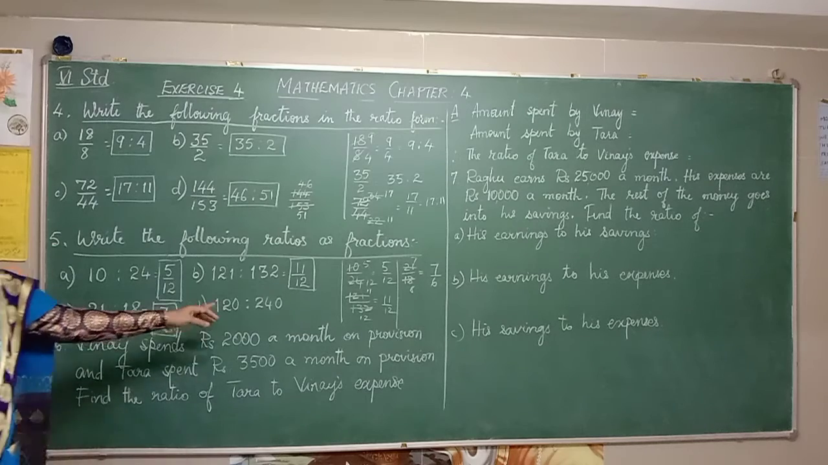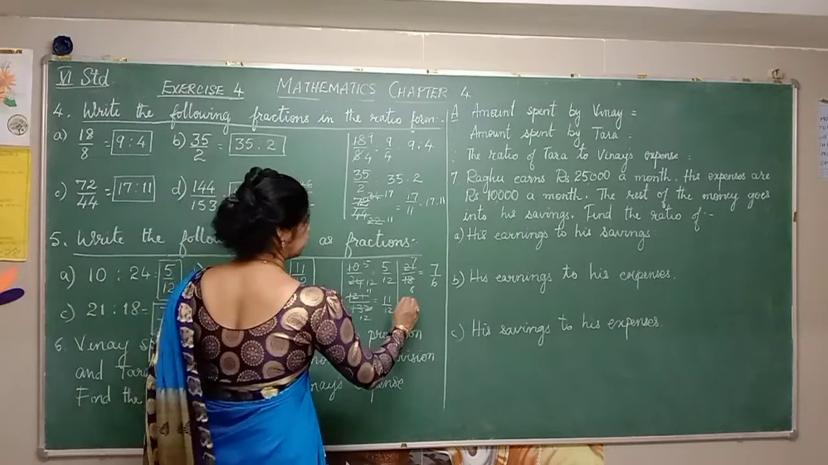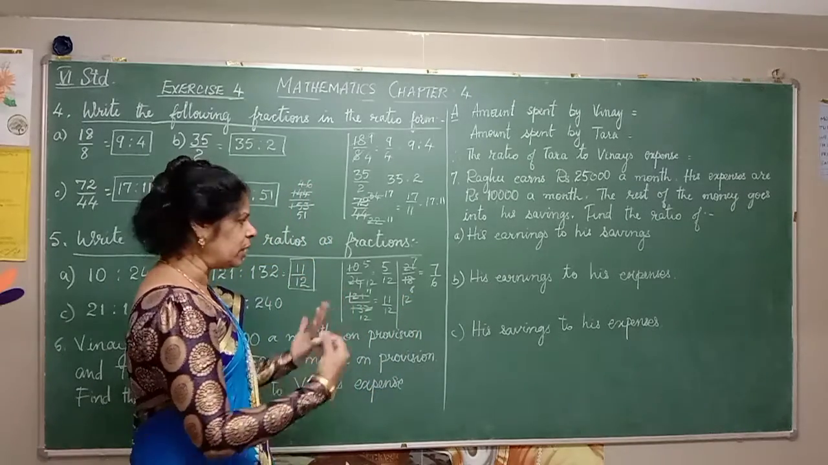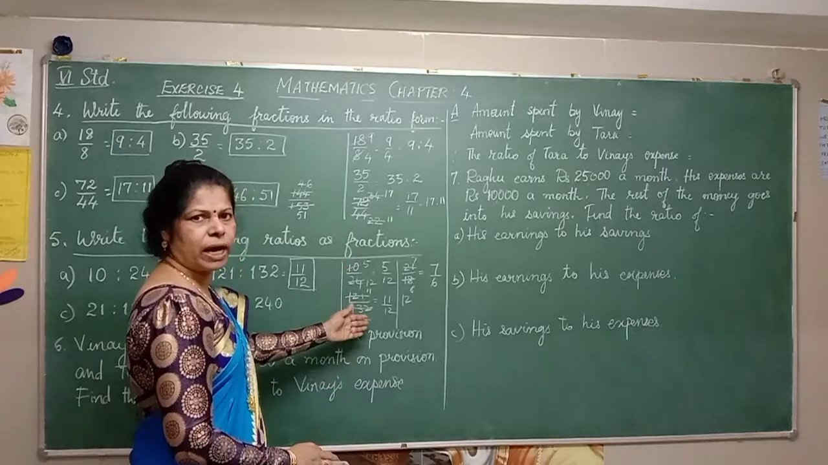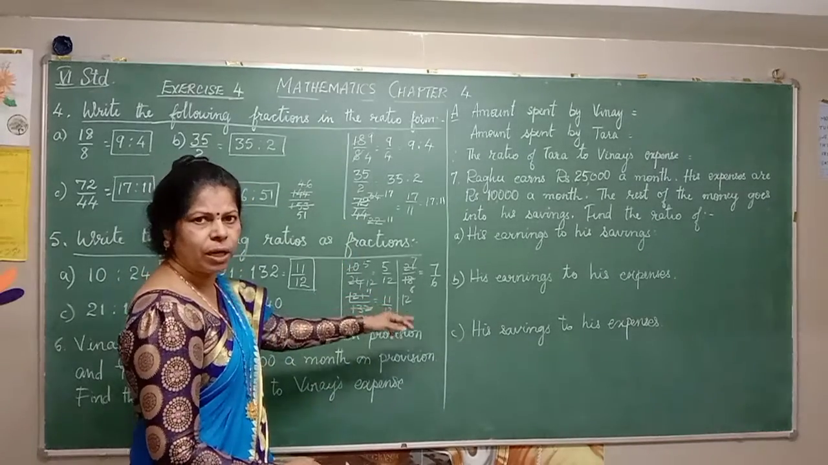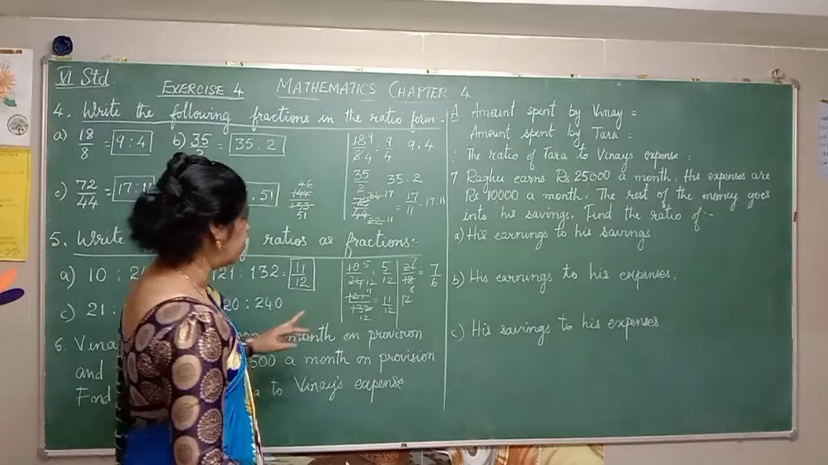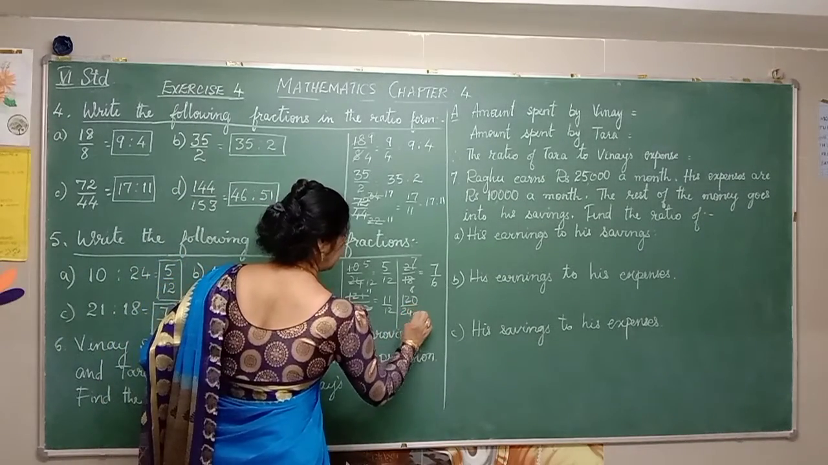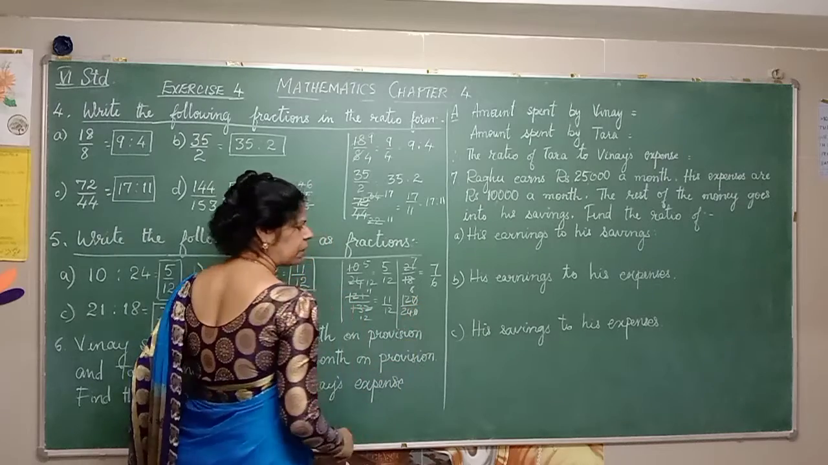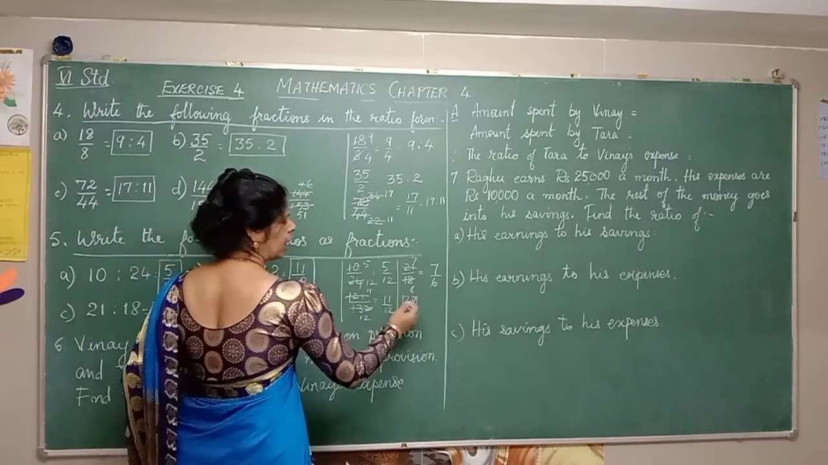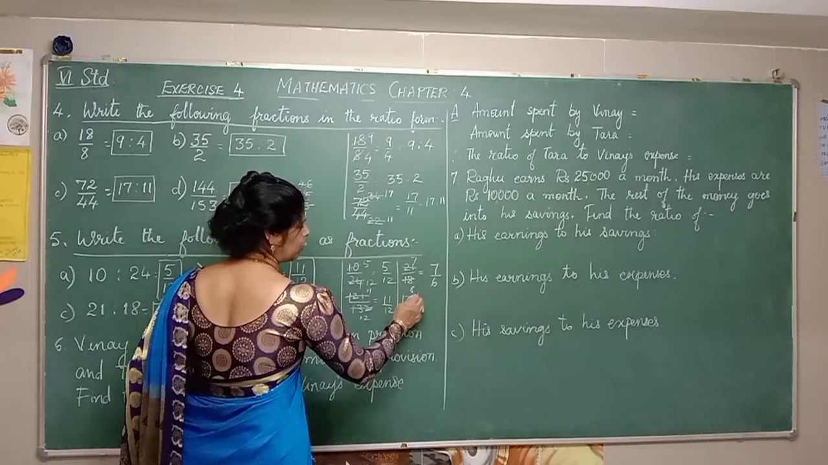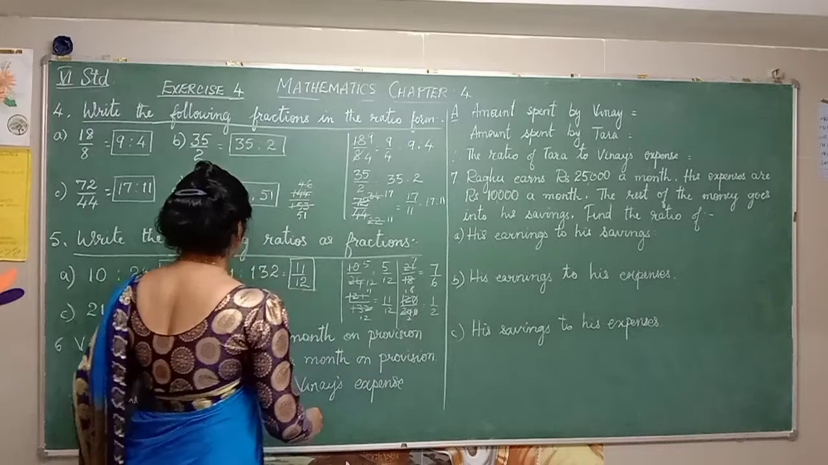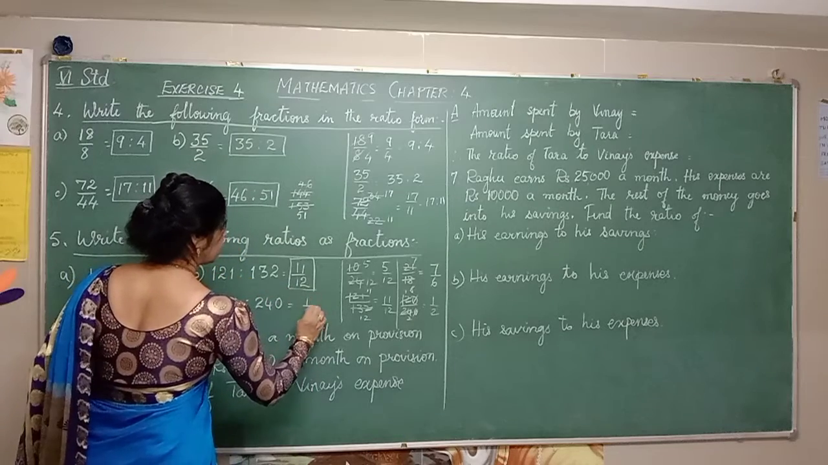Next, 120 by 240. You can use small tables and try to do it. If you know the tables very well, you can directly go for a higher table. Otherwise, you have to start from the smallest table. So now it is 120 by 240. Very clearly the 0s you can cancel. And clearly you can understand 12 ones are 12, 12 twos are 24. So you get the answer 1 by 2. So the answer is 1 by 2.